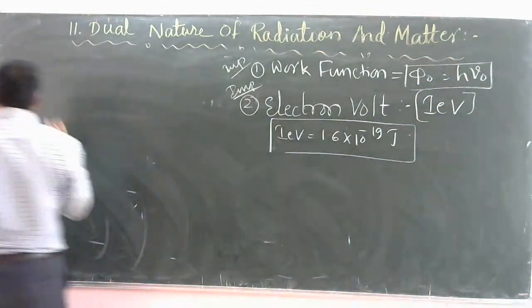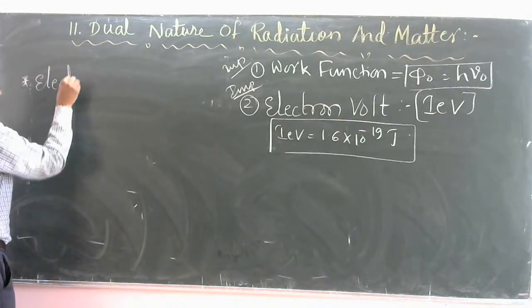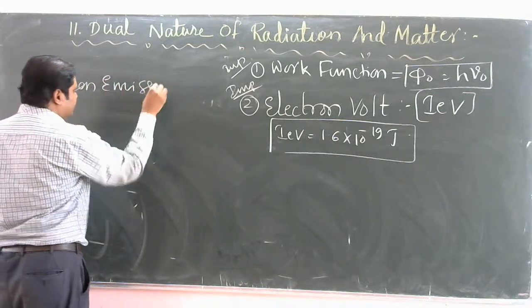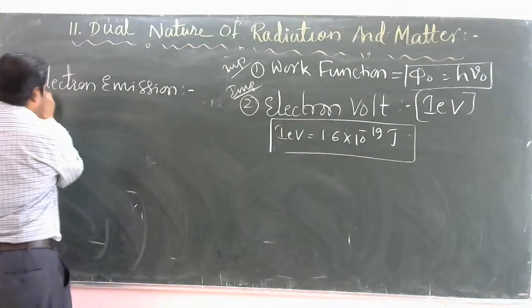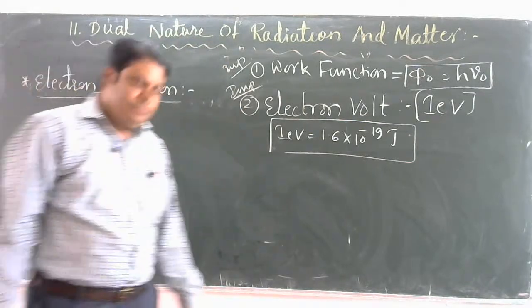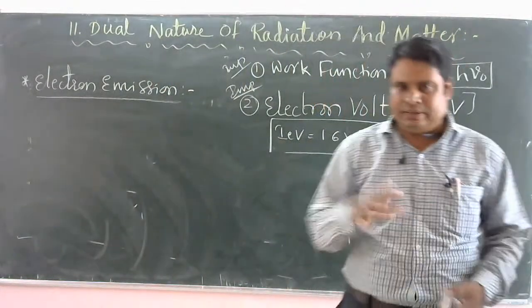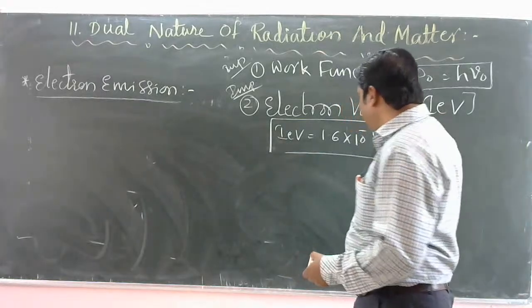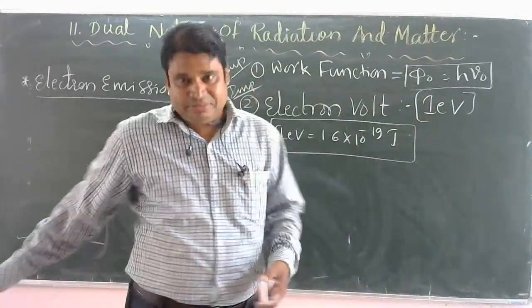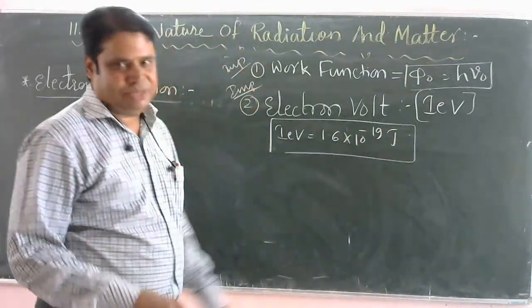What are we discussing? We are discussing electron emission. Under electron emission, we discussed these 2 points. First one is electron work function. What is work function? It's the minimum energy to remove an electron from a metal surface. What is electron volt? Electron volt is a unit of energy or work function. Okay, you know the definition and the conversion.